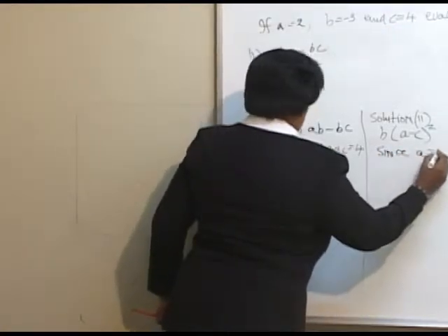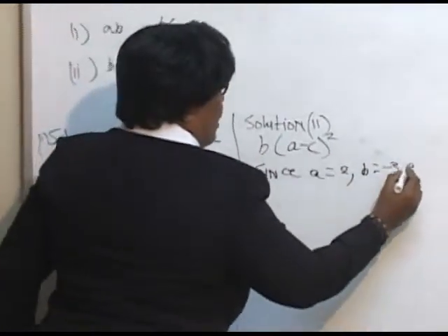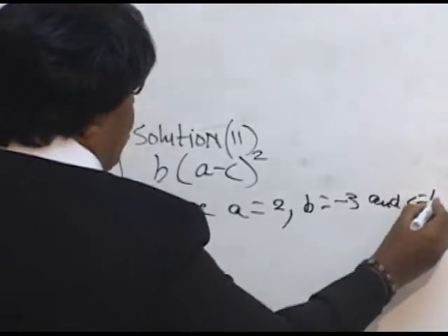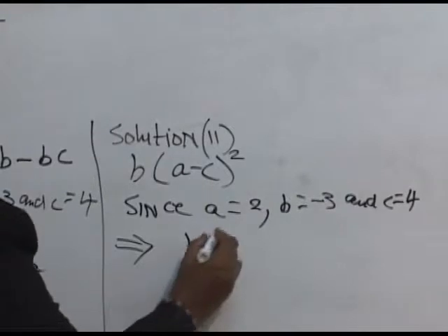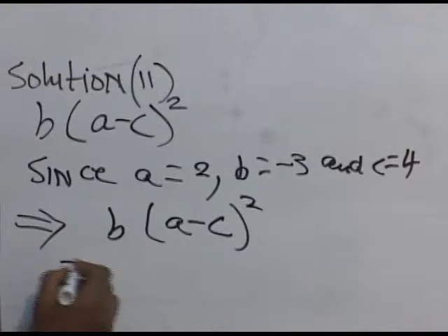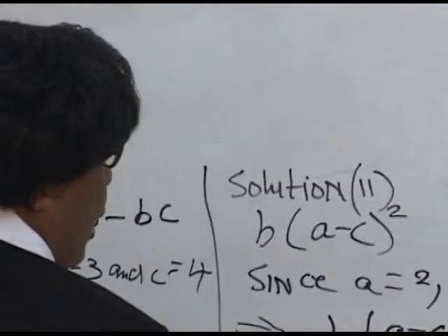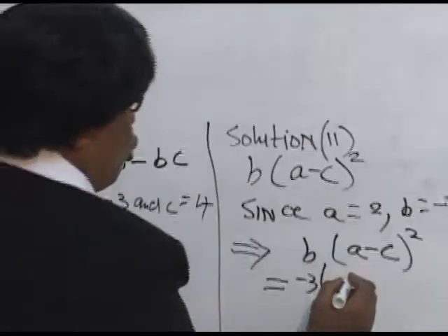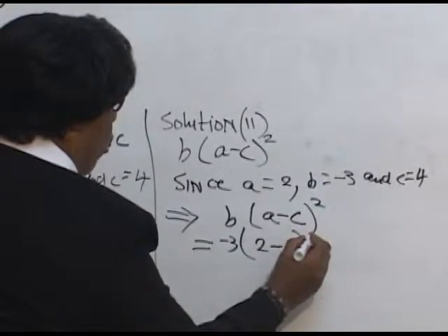A is equal to 2, B is equal to negative 3, and C is equal to 4, this would imply that B, open bracket, A minus C squared, and I'm writing it on the head because I want you to see, is equal to, instead of B, I'm going to replace it by negative 3. Negative 3. Okay? And then A would be equal to 2, and it's minus C is equal to 4. We put back all squared.